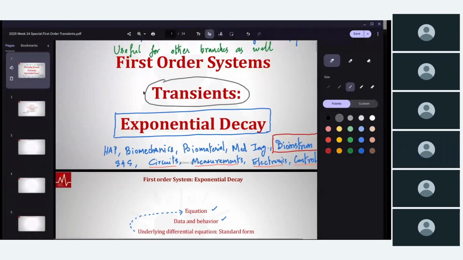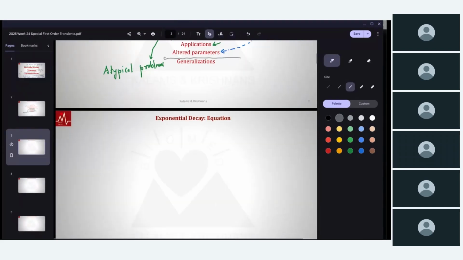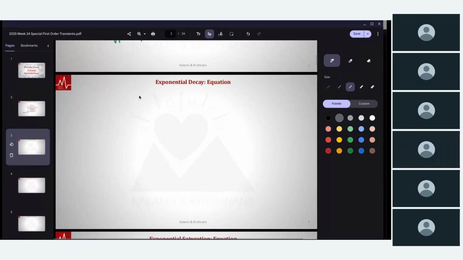There specifically we are interested in transients, things or functions of time. And that specific function that we are interested in is the exponential decay. Okay, it has this specific form. It decays with respect to time, e power minus t by tau. So the basic exponential decay equation is this.